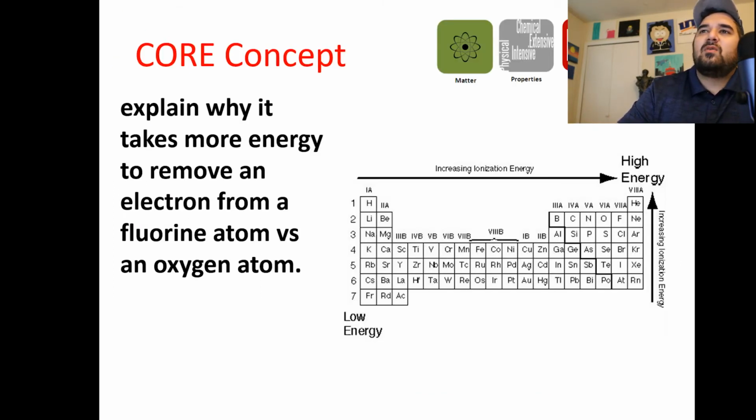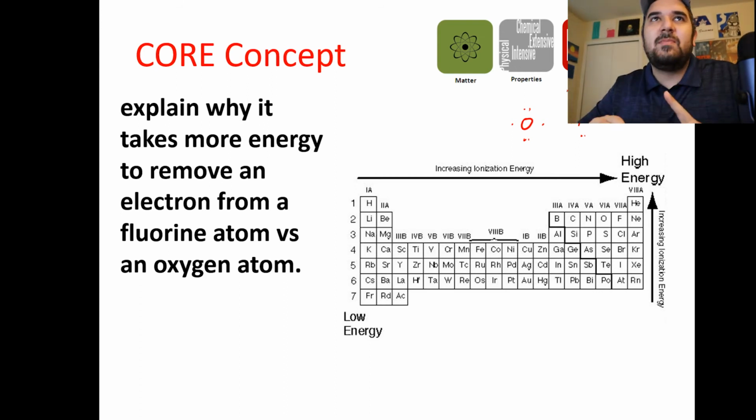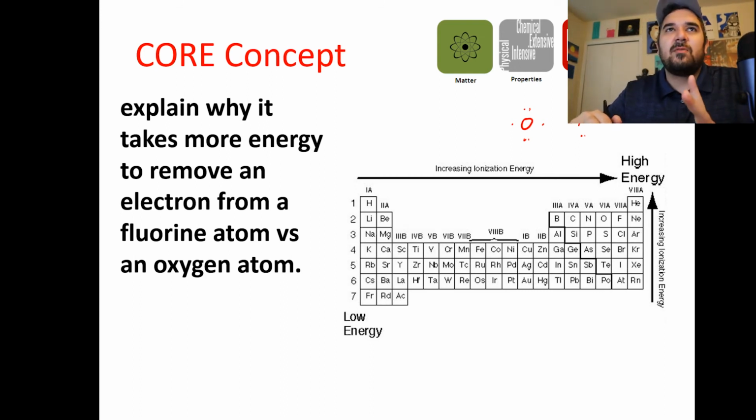All right, so explain why it takes more energy to remove an electron from fluorine than oxygen. The reason is, here's oxygen. Oxygen has 6 valence electrons. Fluorine has 7. Which means fluorine just needs 1 more to be happy. Oxygen needs 2 more to be happy.